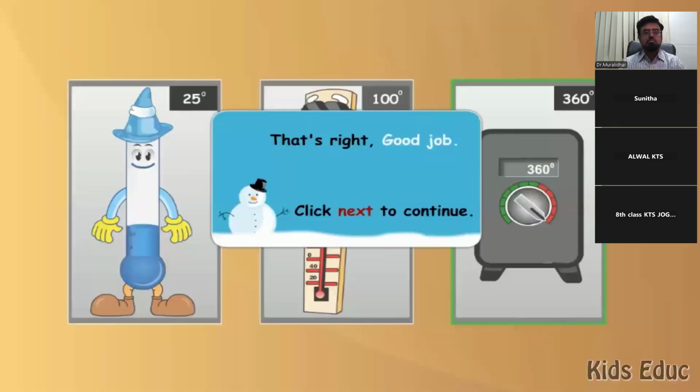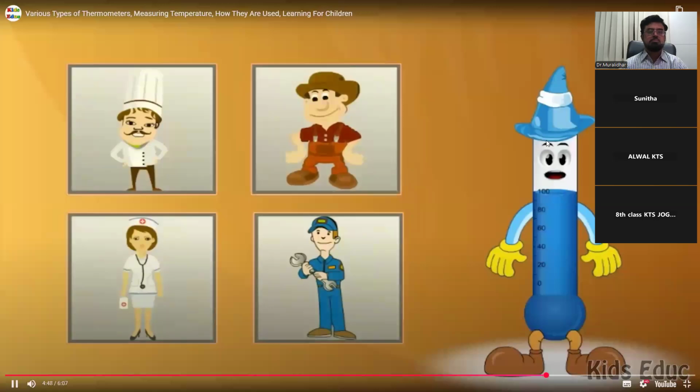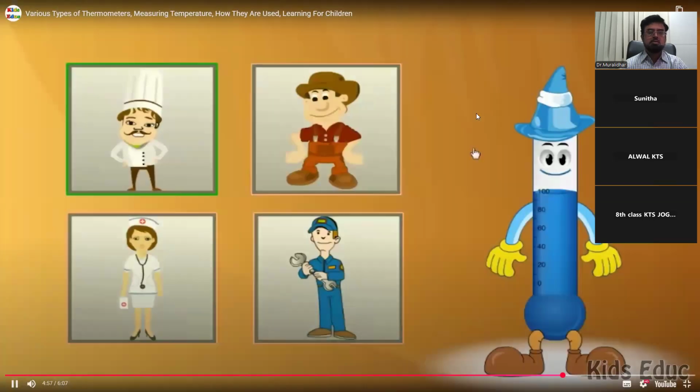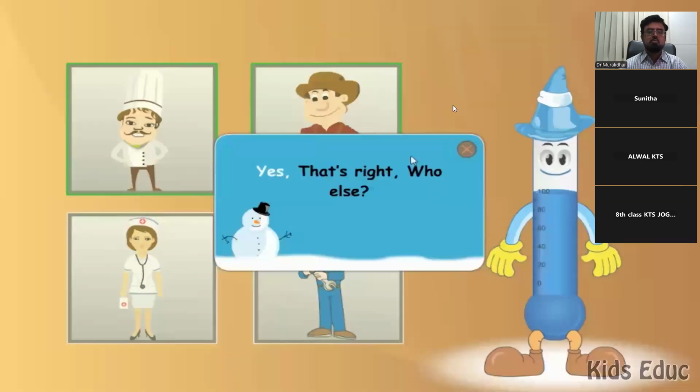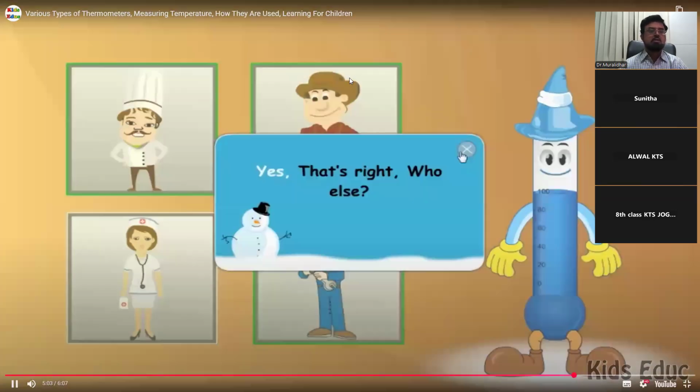That's right, good job. Click on the picture of each person who uses a thermometer to do their work. Doctor. Yes, that's right. Who else? Yes, that's right. Good job.